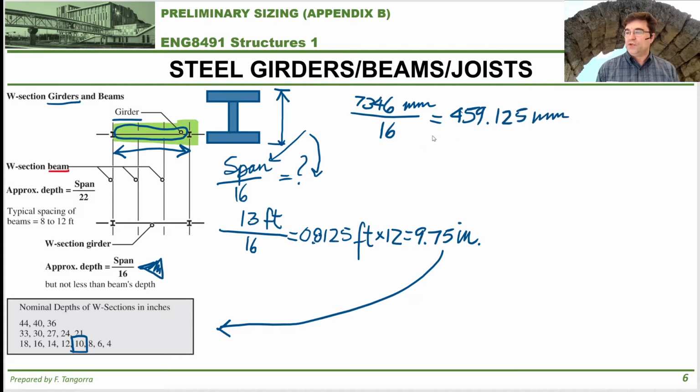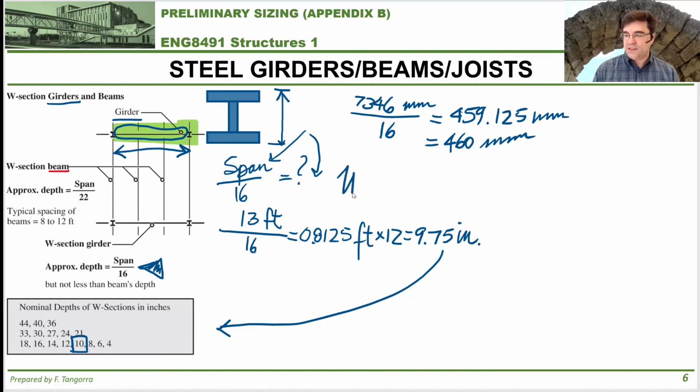Now for these metric units, you usually round to the nearest millimeter up, right? You never round down in this case. So that would be 460 millimeters. And then what you would do is use that resource that's been provided for you in your working drawing class and also linked on our Brightspace page.